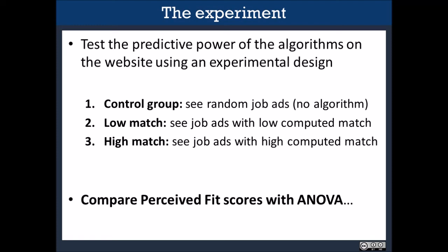And then I will compare the scores on perceived flexibility fit of these three groups. Hopefully, the individuals who have been allocated to the high match group will experience a much bigger sense of fit. So this will prove that the algorithm works and that the algorithm is capable of predicting perceived fit from the content of the job ad and the needs of the individual.